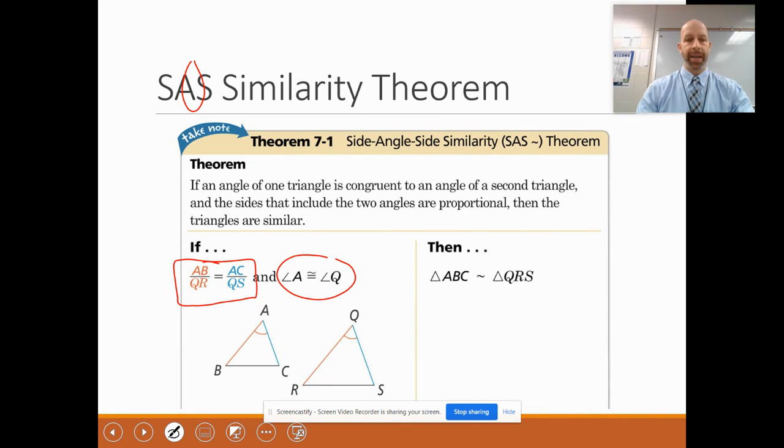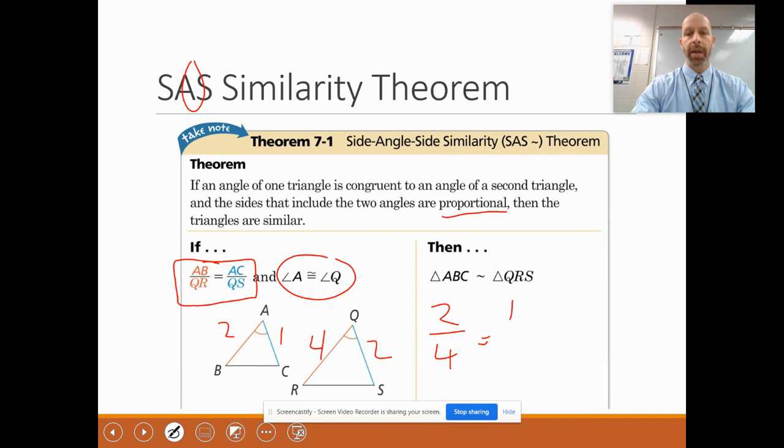So what it's saying is if AB is proportional to QR, or the same ratio, if you will, and let's say AC is, and again, I'm making up numbers here, let's say that AC is 1, and then let's say that QS is 2. If those corresponding sides are proportional, then these two triangles are similar. So let's say that angle A is congruent to angle Q. We know that 2 is to 4 as 1 is to 2. Therefore, the two triangles would be similar.